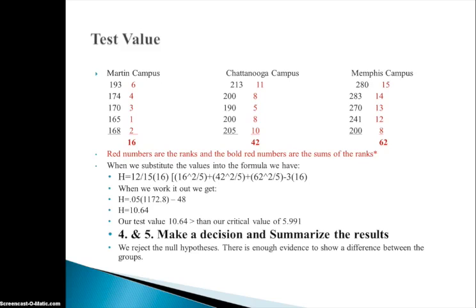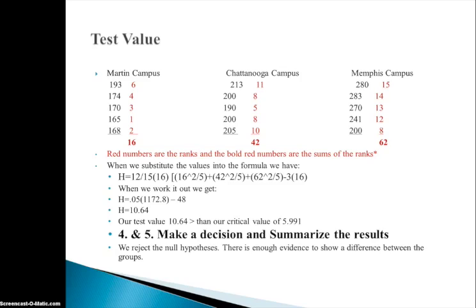The third step is to compute the test values. We've arranged all of the values into 3 different groups: the Martin campus, the Chattanooga campus, and the Memphis campus. The Martin campus has 193, 174, 170, 165, and 168 students that have taken advantage of the disability center in the past 5 years. The Chattanooga campus has 213, 200, 190, 200, 205. And the Memphis campus values are 280, 283, 270, 241, and 200.